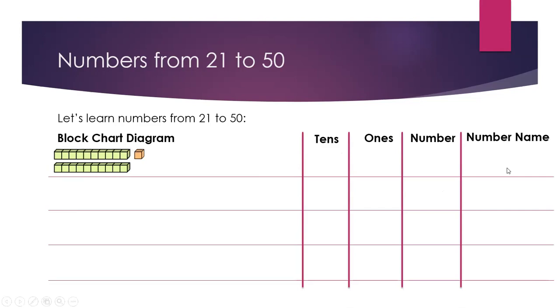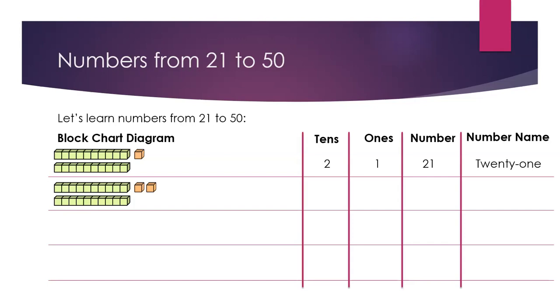So let's see how many tens are there in this block chart diagram. We are having two tens and one ones. So the number is two tens, one ones. The number is 21.